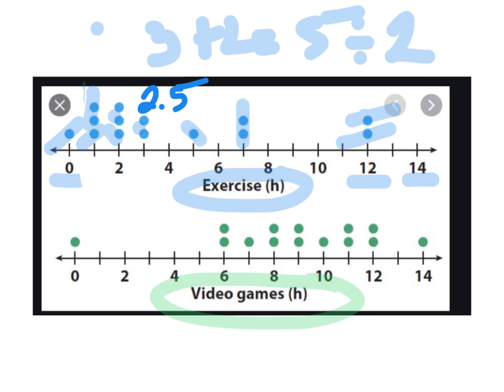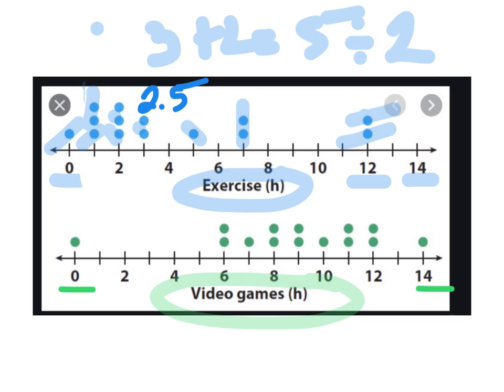Then we come down here to video games. Let's look at video games. Our lowest point is also 0. One person says they spend 0 hours playing video games. But then we have to look over at the high end. We have 14 is the highest number, and there is someone there. One person spends 14 hours playing video games. So the range is from 14 to 0, so 14 minus 0 is 14. The range of the video games is 14.